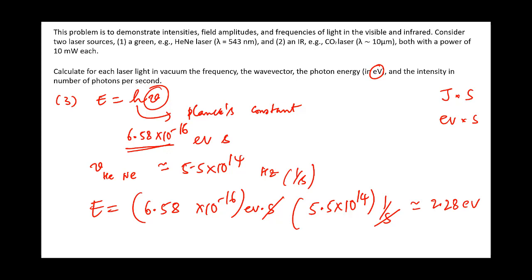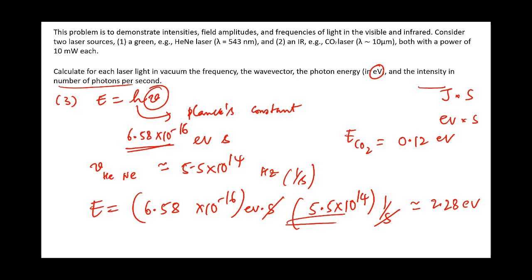So it comes out to be 2.28 eV for the helium neon laser, right? And then for the CO2 laser, you can do the same thing, and the energy for the CO2 laser should be roughly 0.12 eV. The only thing that is different is the frequency of light. So the last thing that we need to do is the intensity in number of photons per second.